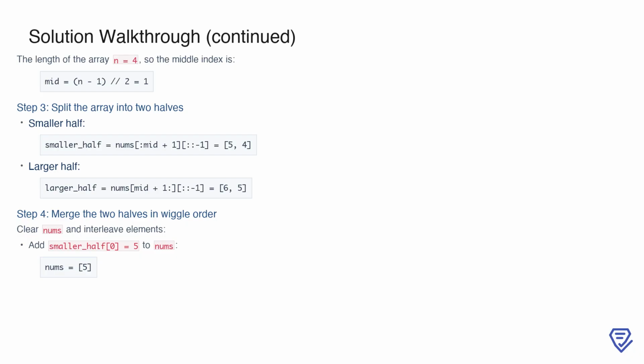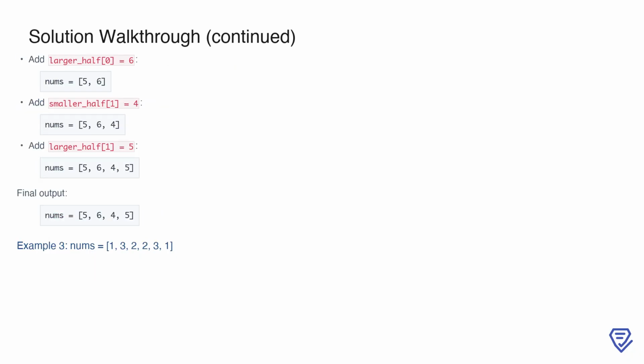Starting with an empty nums array, we add the first element of smaller_half, which is 5, so nums becomes 5. Next, we add the first element of larger_half, which is 6, making nums 5, 6. Then, we take the second element of smaller_half, which is 4, and nums becomes 5, 6, 4. Finally, we add the last element of larger_half, which is 5, resulting in 5, 6, 4, 5. This is the final wiggle sorted array for the second example.